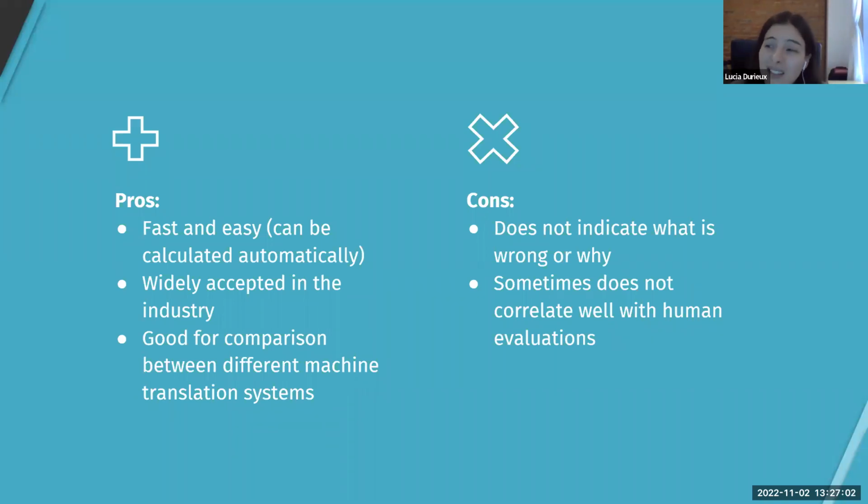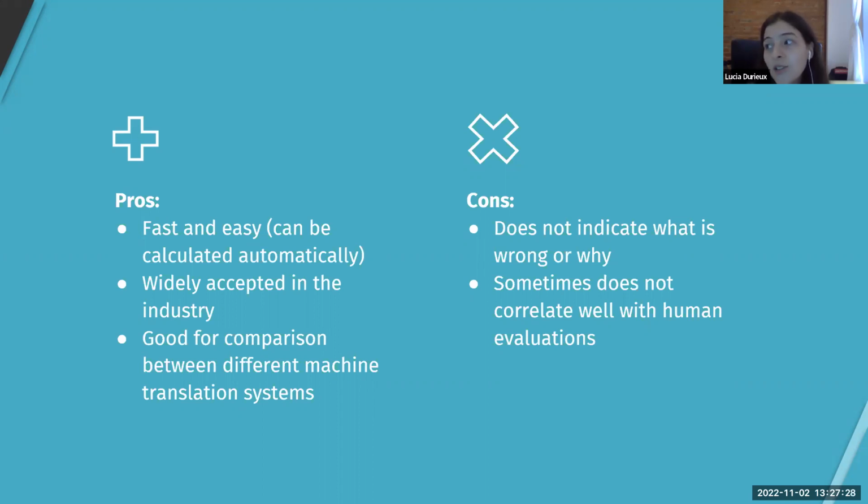They're very fast and easy. They can be calculated automatically with a formula. It's widely accepted in the industry, so it's something that as an industry we decided to use as a benchmark for evaluating machine translation. It's also very good for comparing similar tools, so different machine translation systems.